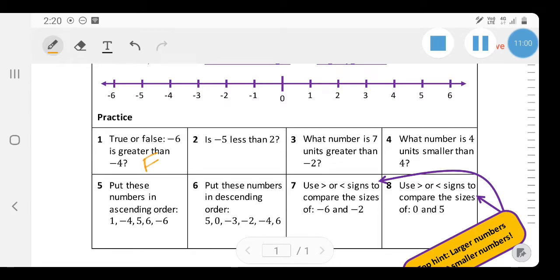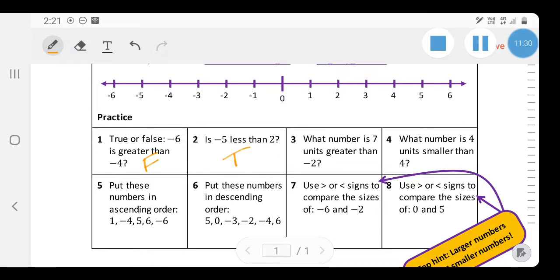Question 2. Is -5 less than 2? Well, let's have a look. We'll do a dot at -5, and we'll do a dot at 2. Now, 2 is furthest to the right, so 2 is greater than -5, which means -5 is less than 2. So is -5 less than 2? Yes, it certainly is. True.